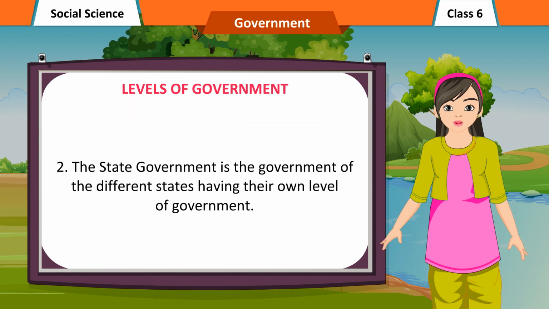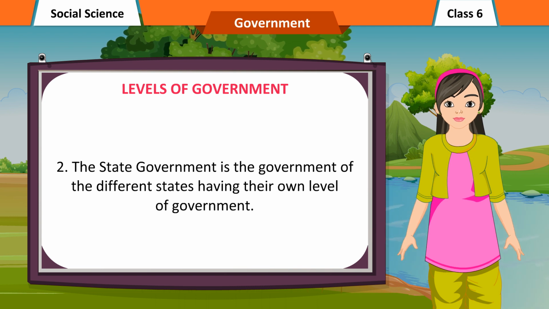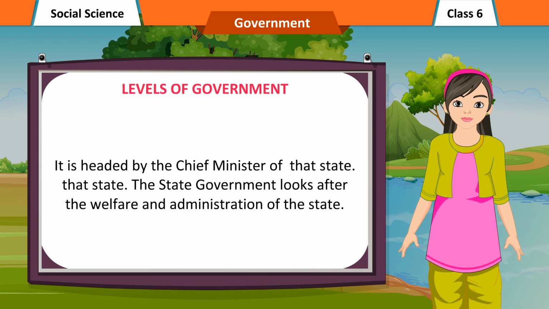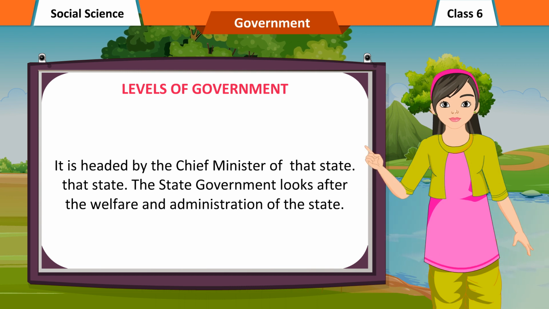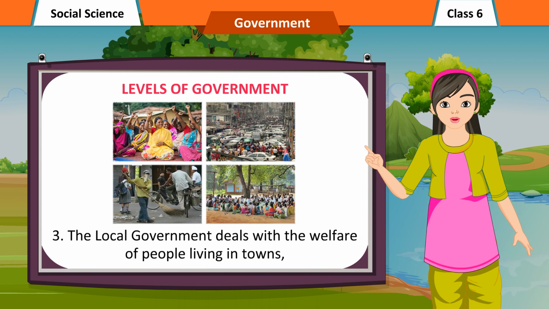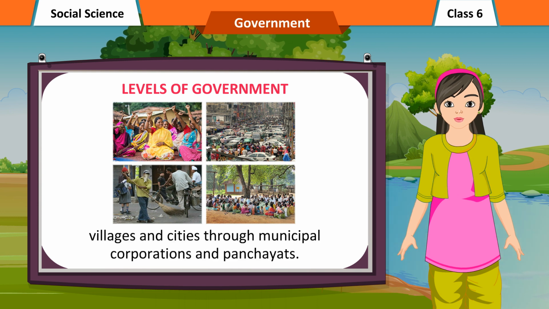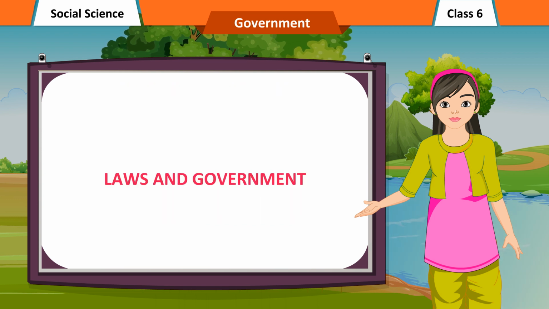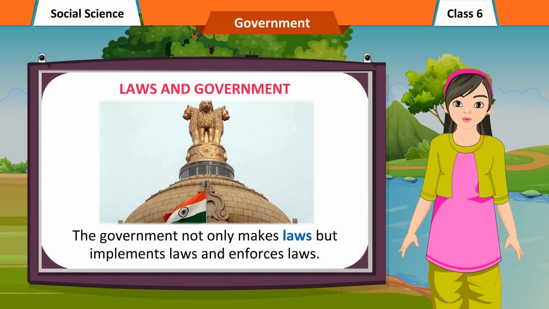2. The state government is the government of the different states, each having their own level of government. It is headed by the chief minister of that state. The state government looks after the welfare and administration of the state. 3. The local government deals with the welfare of people living in towns, villages and cities through municipal corporations and panchayats.